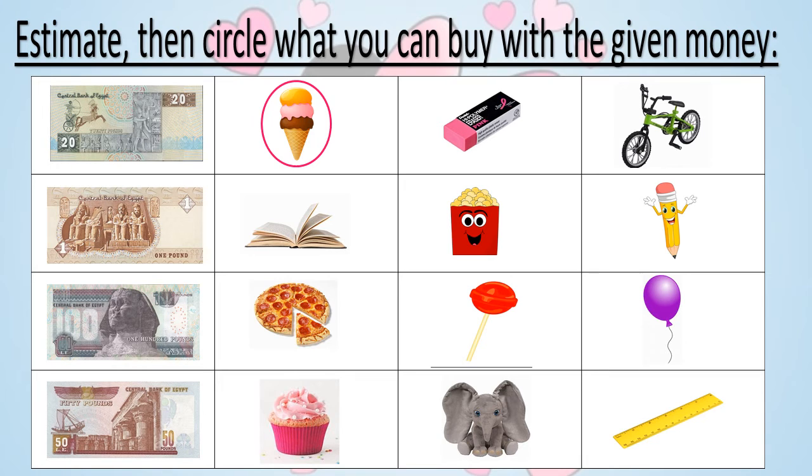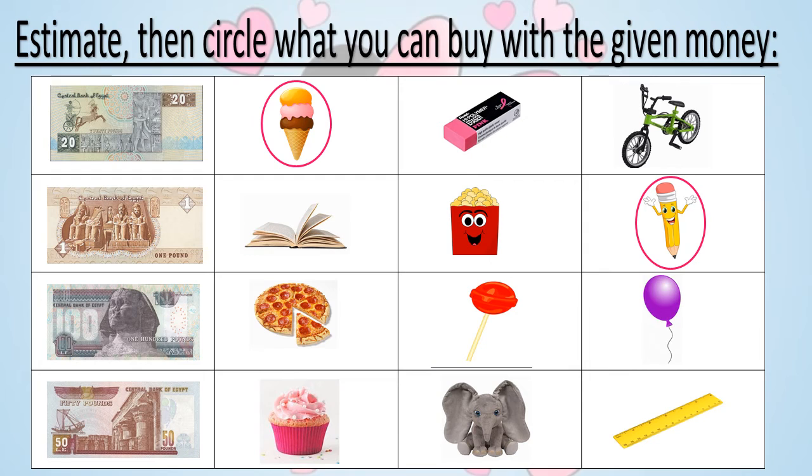Let's move to the next group. If I have 1 Egyptian pound, can I buy a book for 1 Egyptian pound? Can I buy popcorn for 1 Egyptian pound? Or can I buy a pencil for 1 Egyptian pound? In my estimation, a book and popcorn will cost more than 1 Egyptian pound. So I think a pencil price will be 1 Egyptian pound.